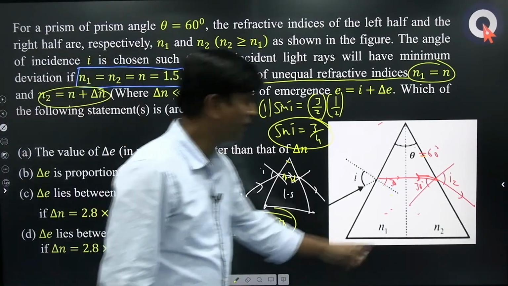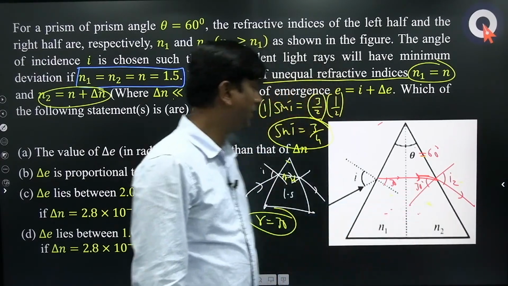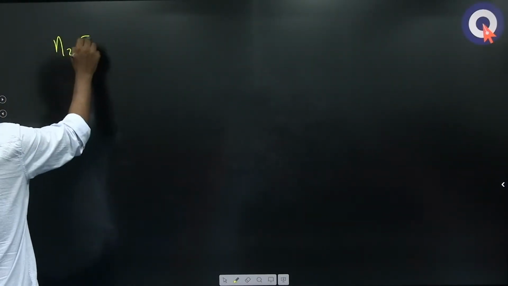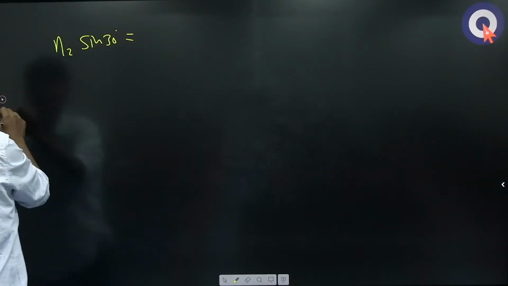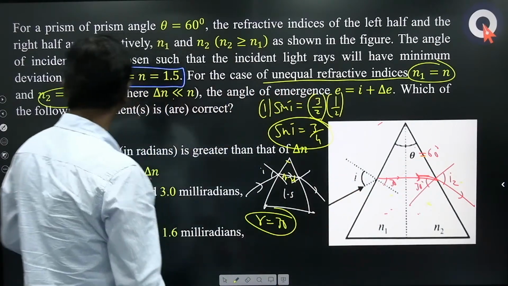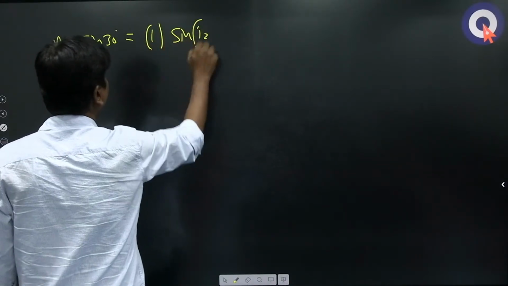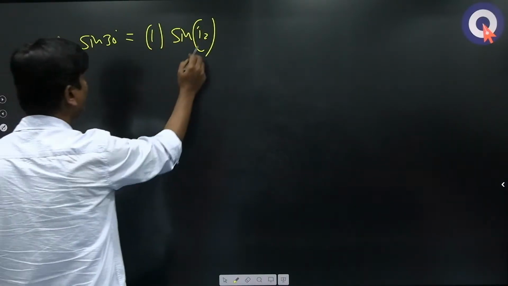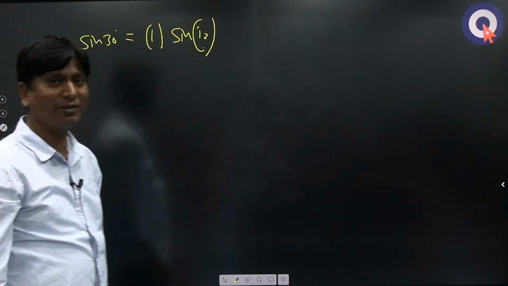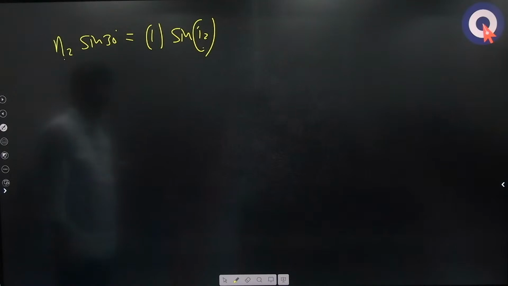So how do you take the value for N2 then? You can apply Snell's law here and here. So N2 into sin 30 is equal to 1 into sin of I2. Because N2 is different, I2 is also different. When N2 is 1.5, definitely I2 will be equal to I1, where sin I is nothing but 3 by 4. Okay. Now, what do we want to do?